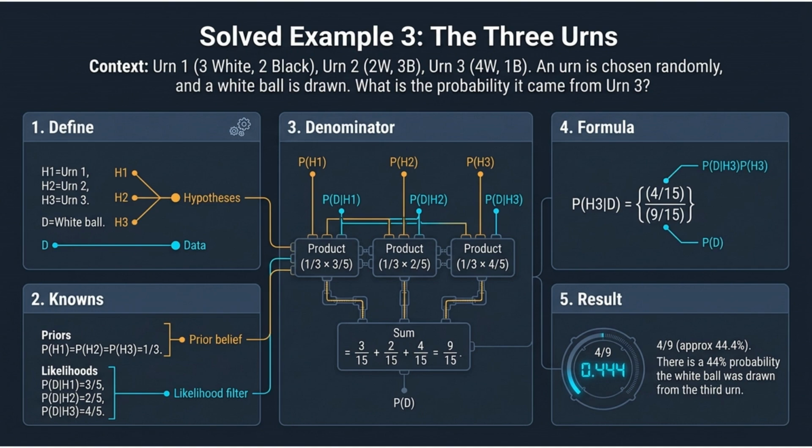Denominator: 1/3 times 3/5 is 3/15, plus 1/3 times 2/5 is 2/15, plus 1/3 times 4/5 is 4/15, sum 9/15. Posterior for urn 3: 4/15 divided by 9/15 equals 4/9, about 44.4%. The urn with the most white balls is favored, but not certain. Bayes quantifies the remaining doubt.